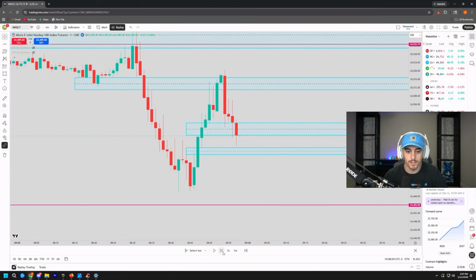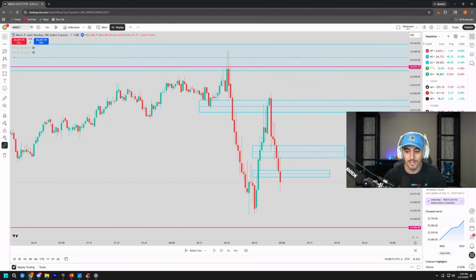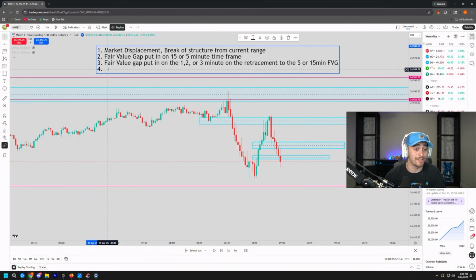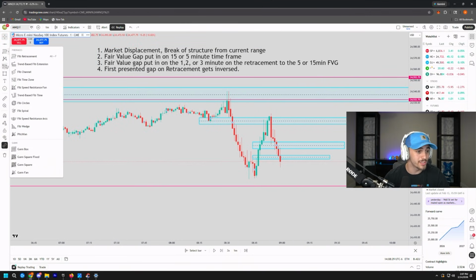So let's go down. Let's wait. First presented has not been inversed. Boom. Let's go back. First presented gap inversed. And that is actually the fourth step. First presented gap on retracement gets inversed. That is the last step. And at this point, you can now enter your position.